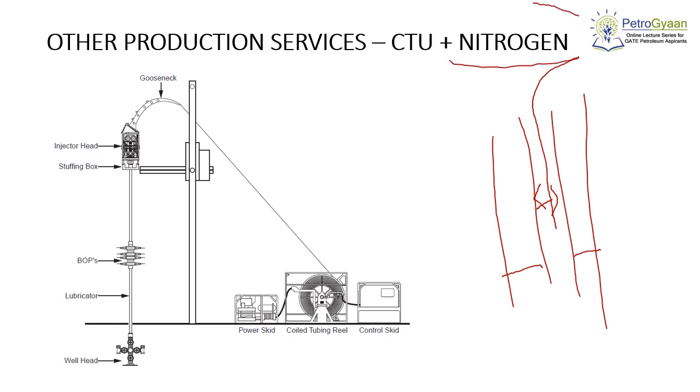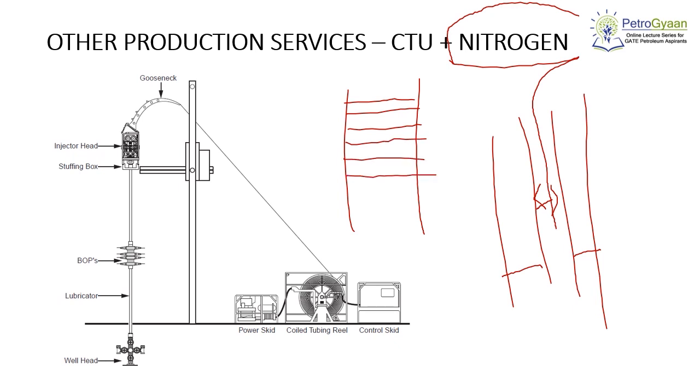Then there are nitrogen services. Nitrogen service is generally used after workover completion. When the workover of the well is completed, the well is full of kill mud, and the reservoir has no capacity to lift this kill fluid. So we inject nitrogen gas with the help of the coil tubing unit. When we inject nitrogen, the column will be lightened and density will decrease. Slowly this fluid will come out, and once the hydrostatic pressure is down, the reservoir has sufficient capacity to initiate the production of oil and gas.